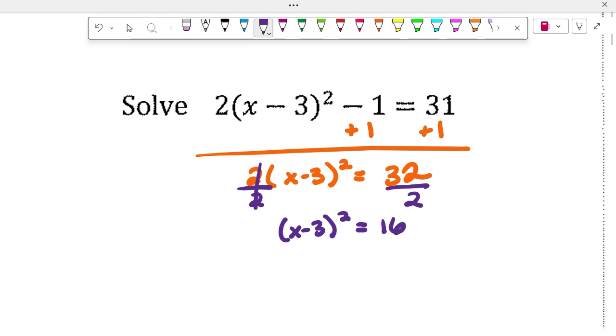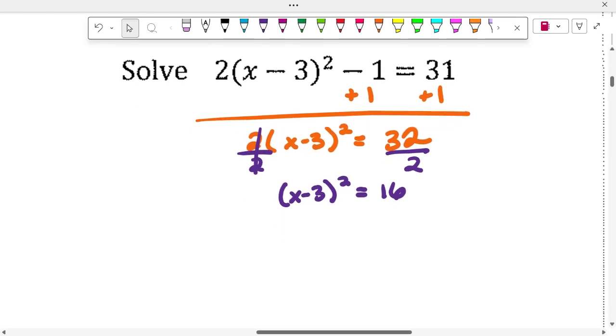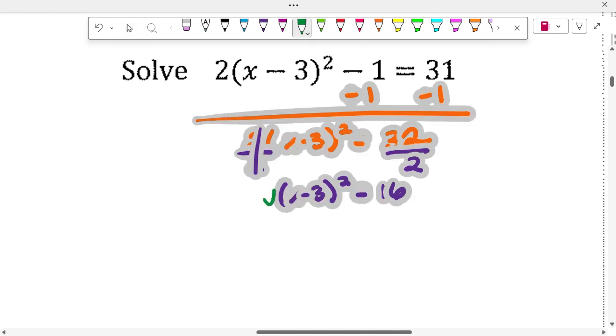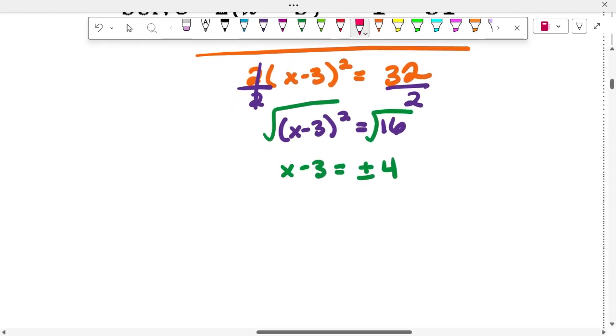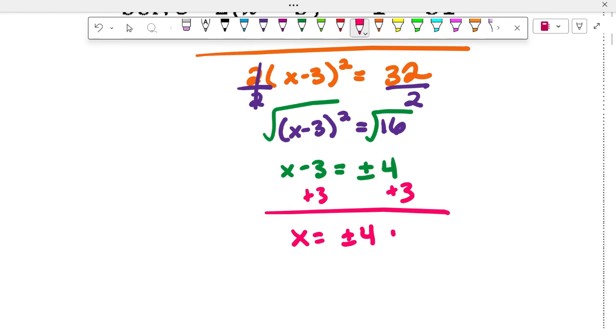Why would I square root both sides instead of add 3? Because the x minus 3 is in parentheses, and exponents come before parentheses. So I'm going to take a square root of both sides. So x minus 3 is equal to what? Plus or minus 4. And the last thing I'm going to do is add the 3. So x is equal to plus or minus 4 plus 3.